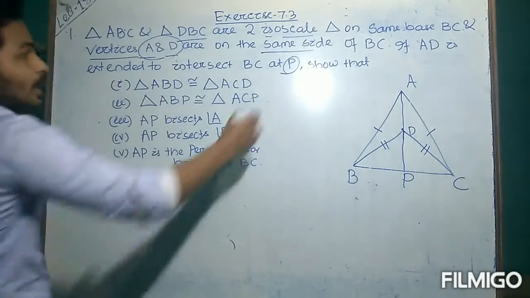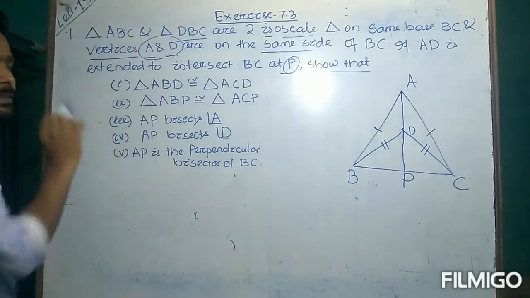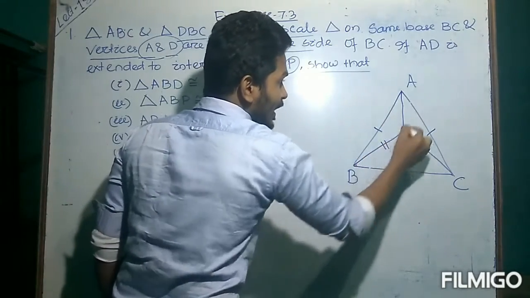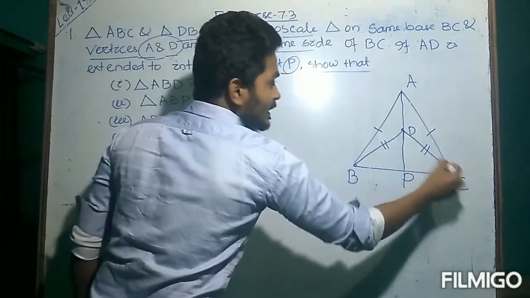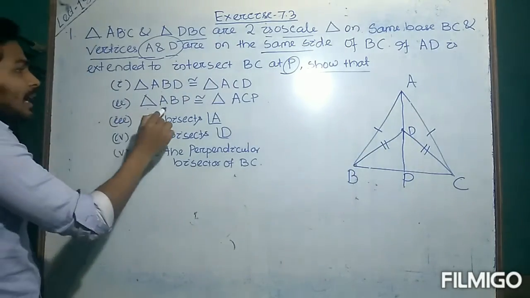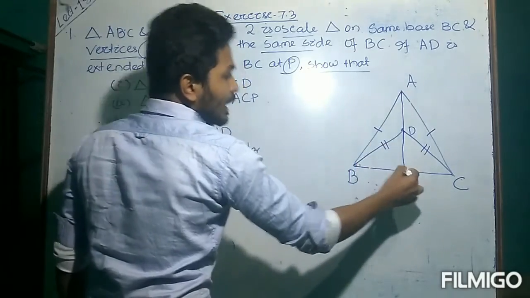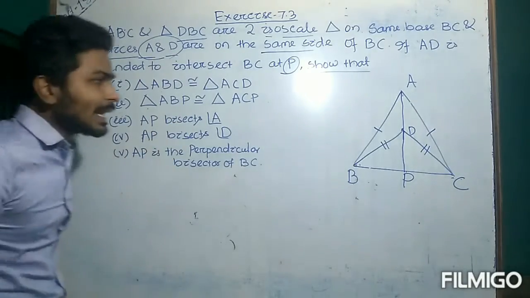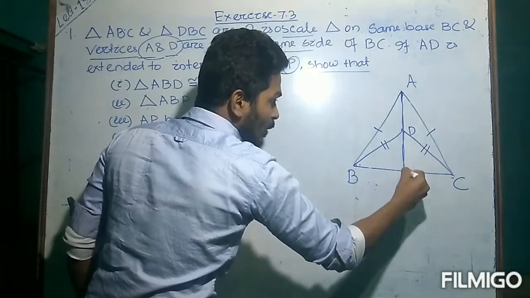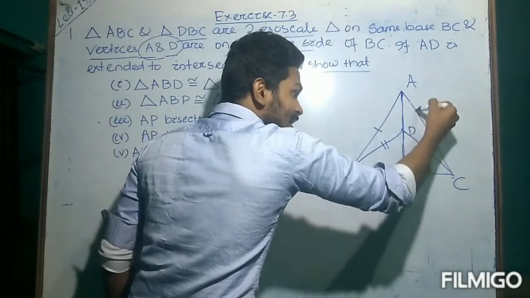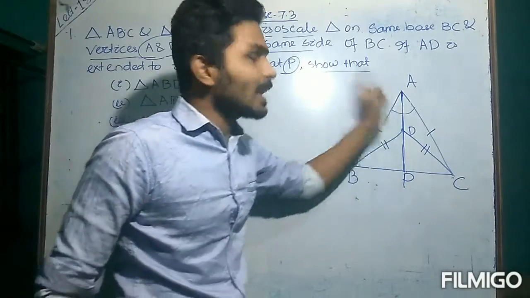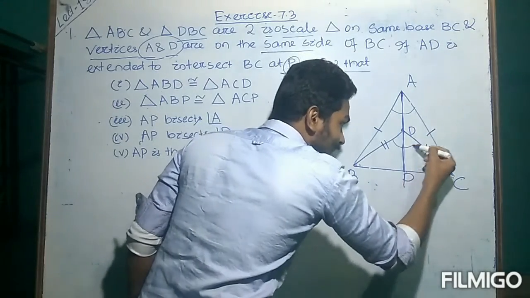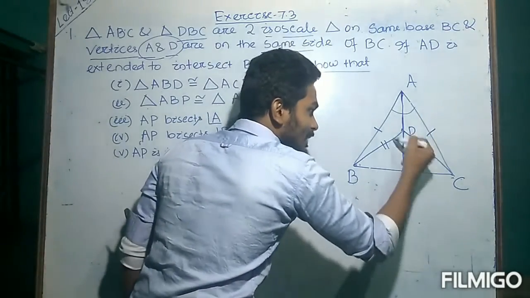Now, what do we have to prove? We have to show 5 statements. The first statement is triangle ABD is congruent to triangle ACD. We have to prove it. The next statement is triangle ABP is congruent to triangle ACP. Clear? Third, AP bisects angle A. This is AP. We have to prove that AP is the angle bisector of angle A. AP bisects D. Similarly, we also have to prove that this line bisects angle D. So AP is the angle bisector of angle D.